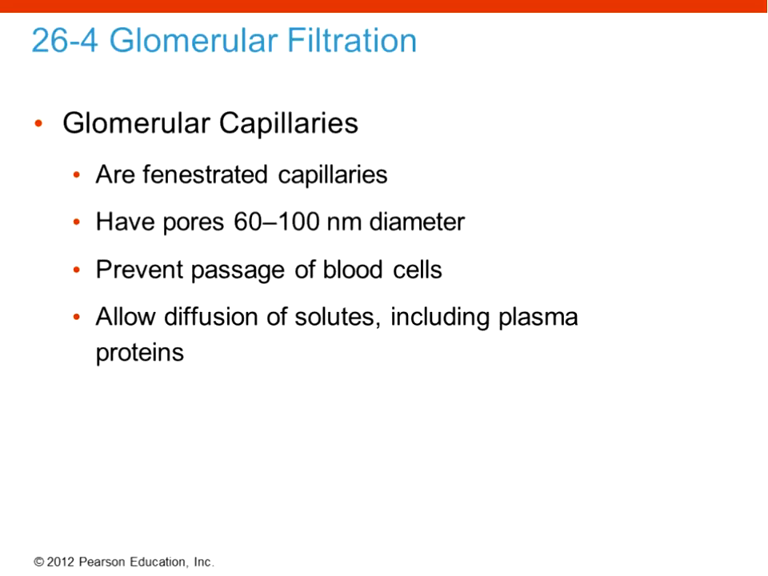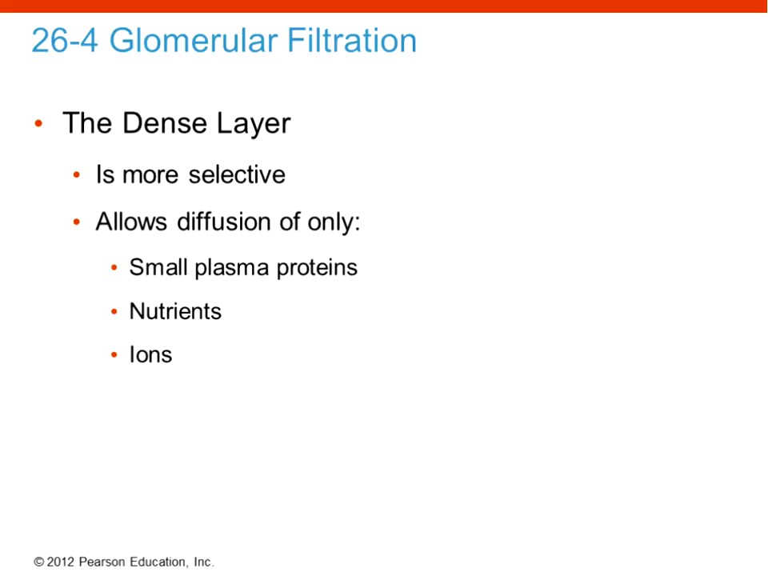Okay, so again, glomerular capillaries are fenestrated capillaries, meaning they have pores or openings in them, fairly small, 60 to 100 nanometers in diameter. Obviously, red blood cells are not going to pass through there, but solutes and plasma proteins will work their way through those fenestrations.